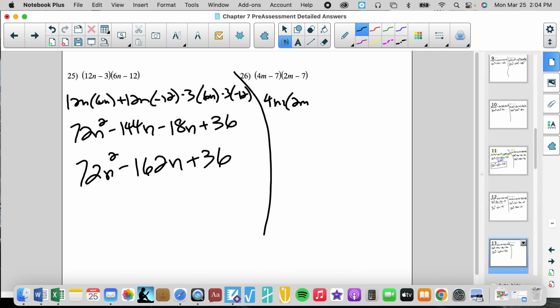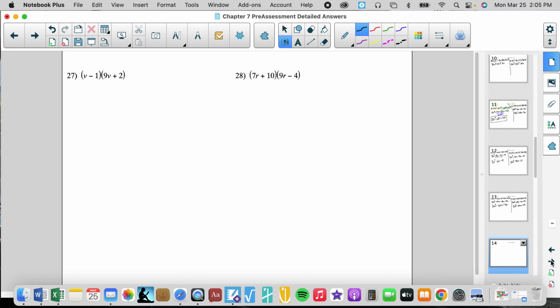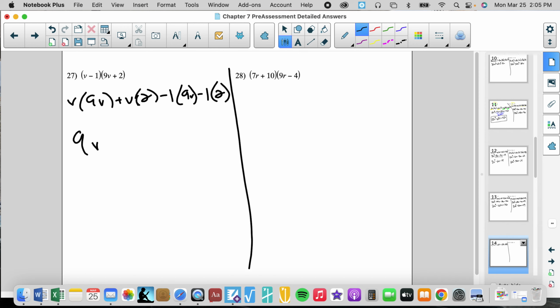4m times 2m plus 4m times negative 7 minus 7 times 2m minus 7 times negative 7. That's 8m squared minus 28m minus 14m plus 49. 8m squared minus 42m plus 49. Next, v times 9v plus v times 2 minus 1 times 9v minus 1 times 2. 9v squared plus 2v minus 9v minus 2. 9v squared minus 7v minus 2.